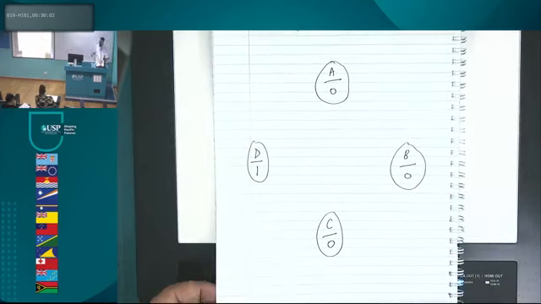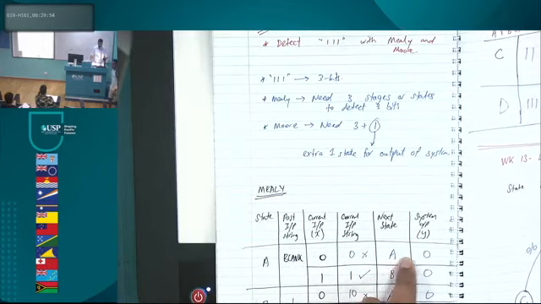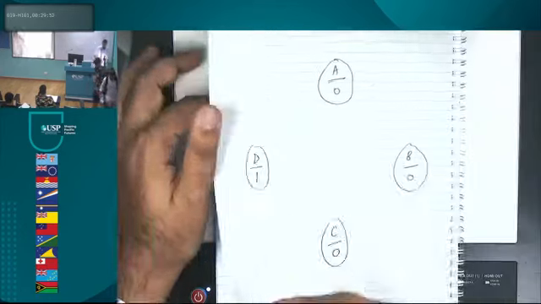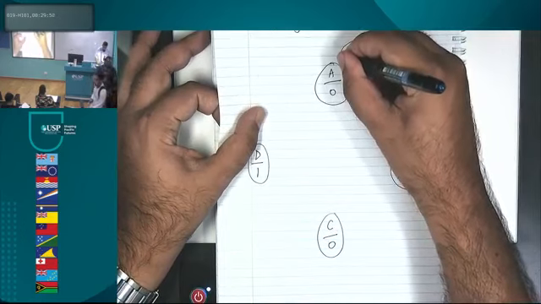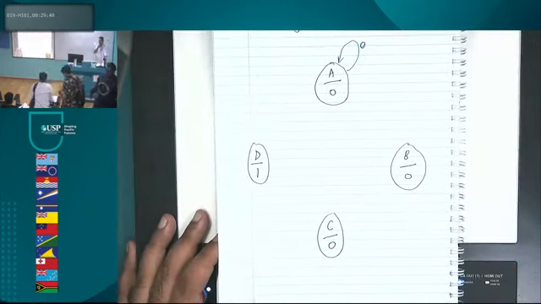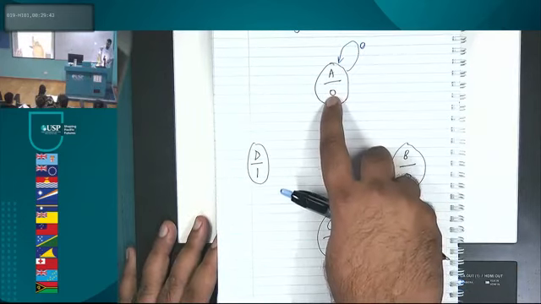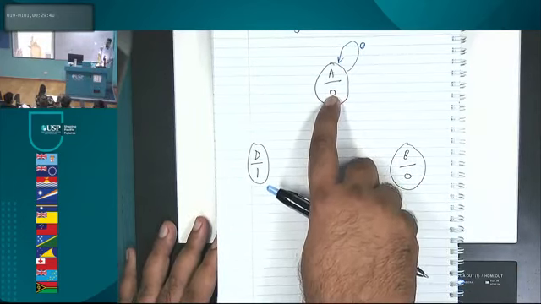So let's now finish it off. Over here, we're only going to do the loops. For A stays at A, input is 0, output is 0. That's how we know.